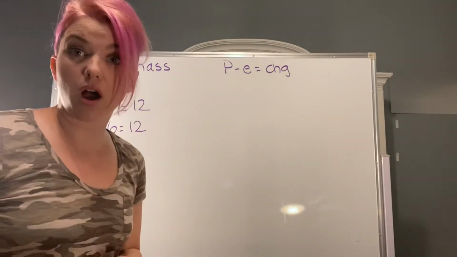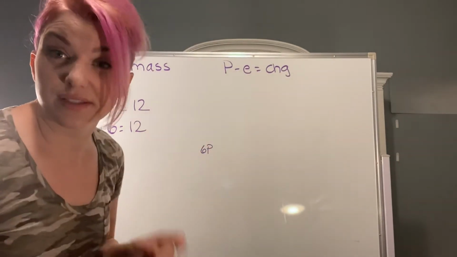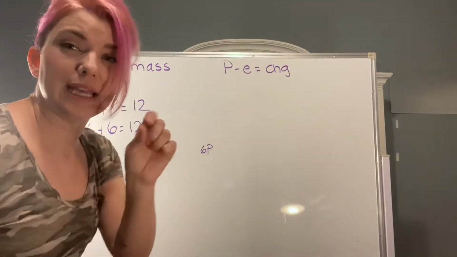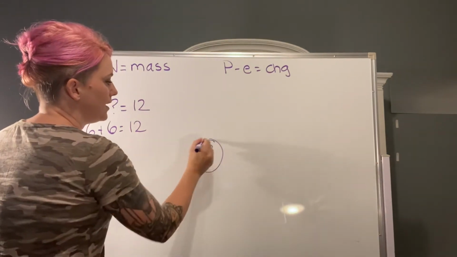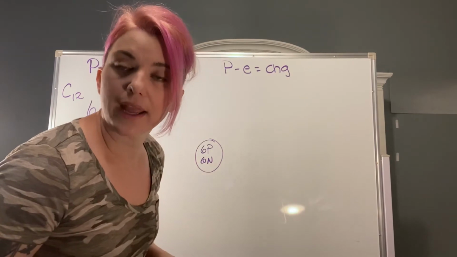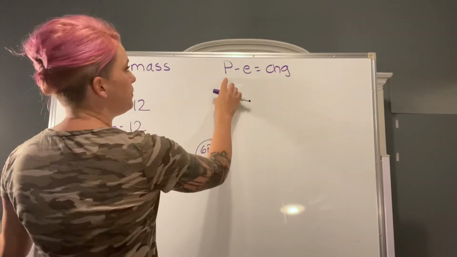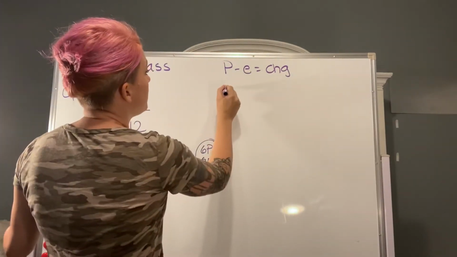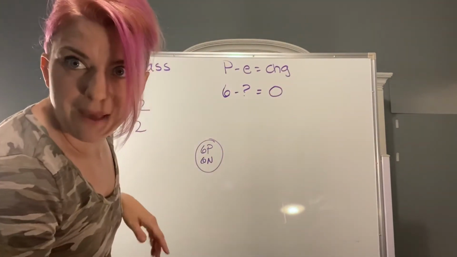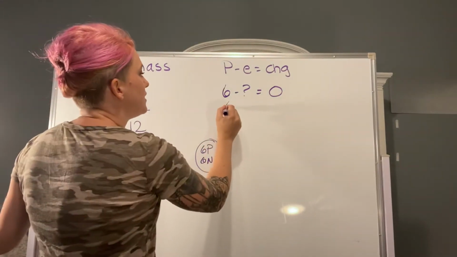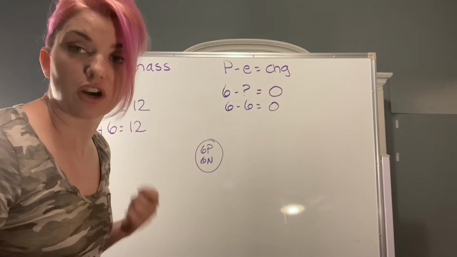To draw a Bohr model of carbon, you could draw 6 little balls for protons and 6 for neutrons, but I just put 6p and 6n in the nucleus of the atom. And remember, we have to draw the electrons too. We said this wasn't charged, so P minus E equals charge. We know P is 6, we don't know the electrons, but the charge is nothing. So it's 6 minus 6 equals 0. There are 6 electrons in an uncharged carbon atom.